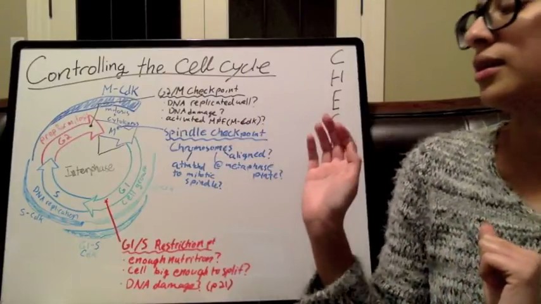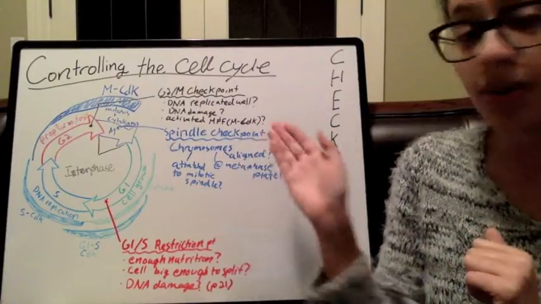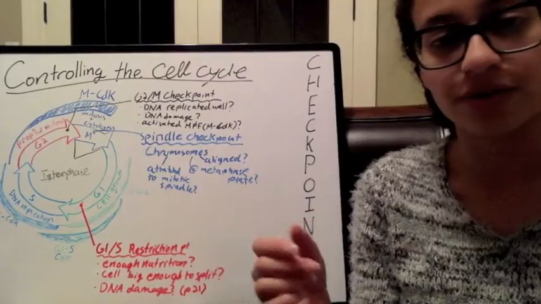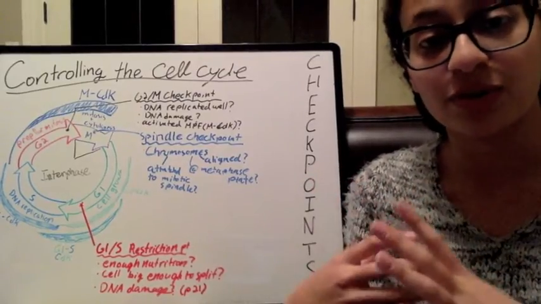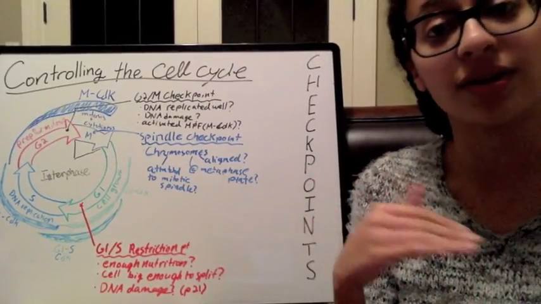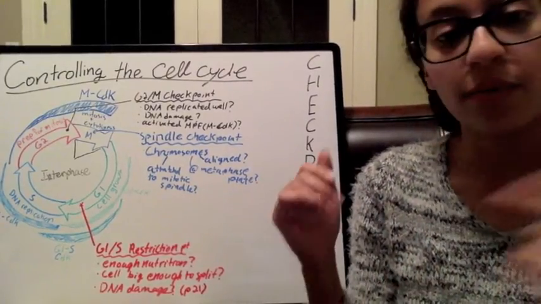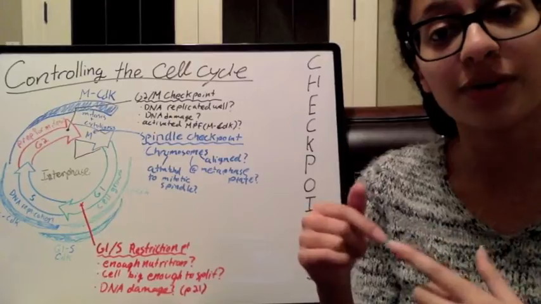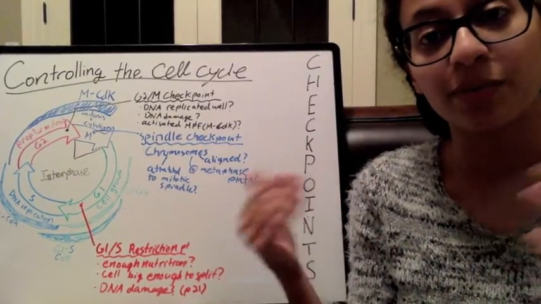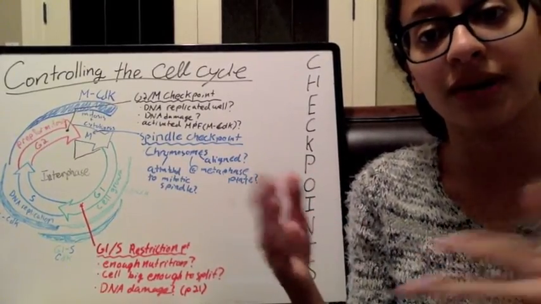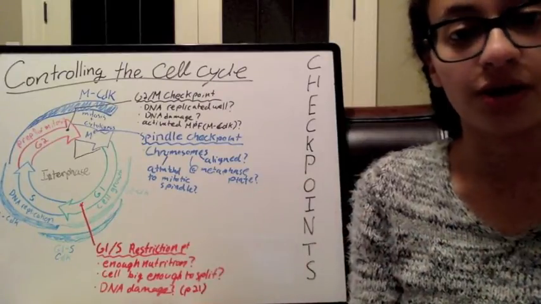And then during the M phase, there's the spindle checkpoint, which pretty much makes sure that all the chromosomes are aligned properly along the metaphase plate, and that they're all properly attached to the mitotic spindle, so that during anaphase, when you separate them, you separate them properly and you don't end up with non-disjunctions.